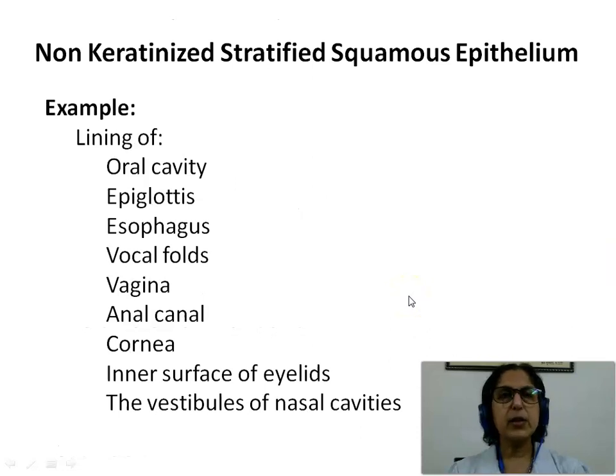Examples: where do we see non-keratinized stratified squamous epithelium in the body? Lining of oral cavity, epiglottis, esophagus, vocal folds, vagina, anal canal, cornea, inner surface of eyelids, and the vestibules of nasal cavity.